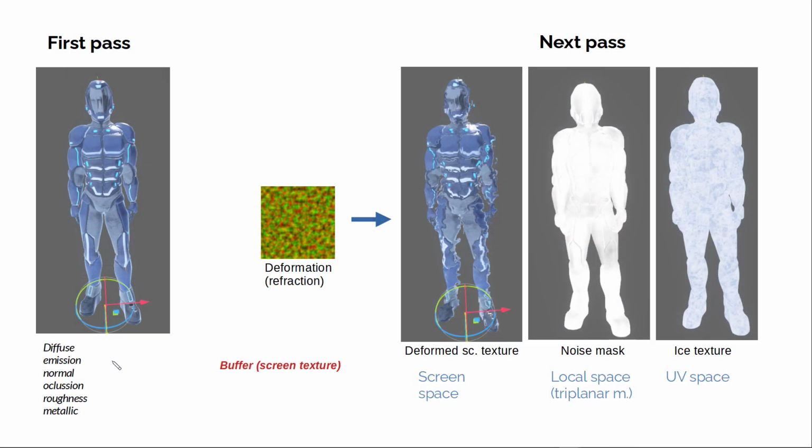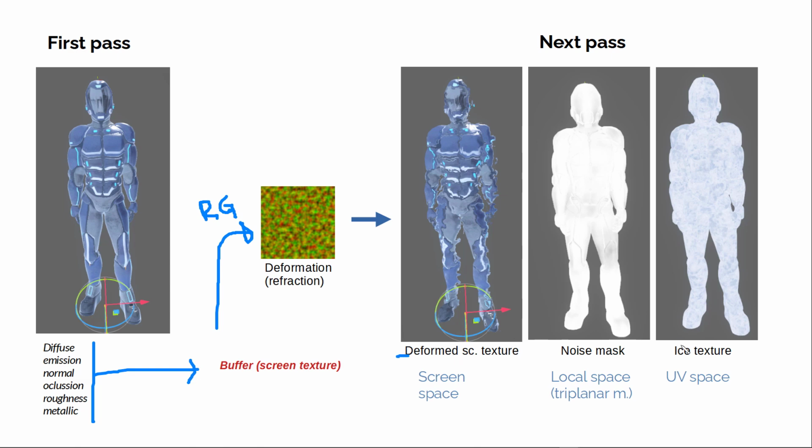To achieve this effect, we will use two passes. In the first one, we will simply load the textures that come with the model, and in the second pass, we will use the screen buffer that comes with all the information of the first pass to deform it using a deformation texture that alters the coordinates of the screen texture using the R and G channels.